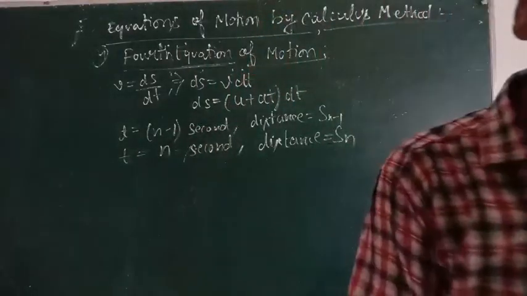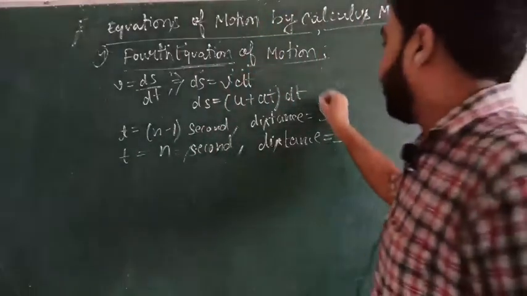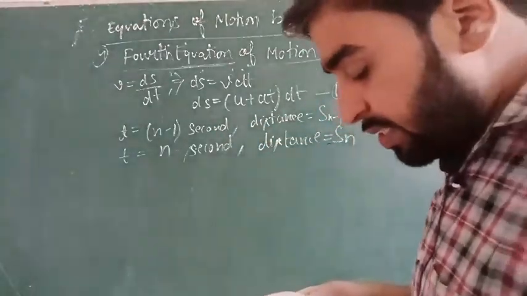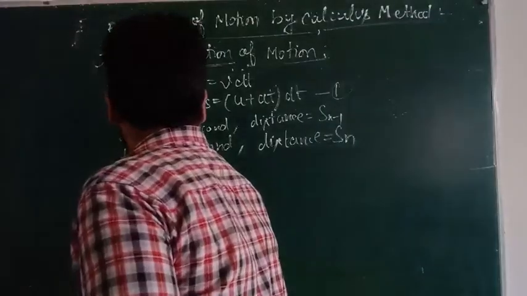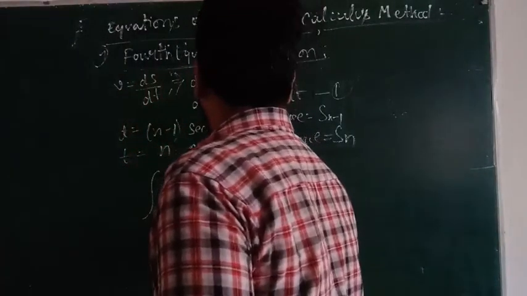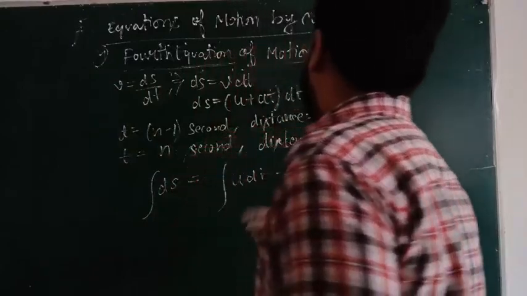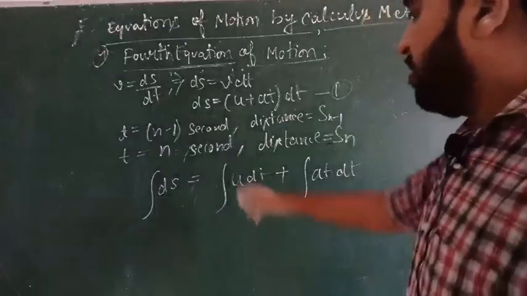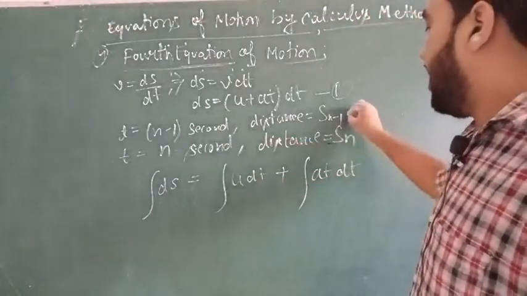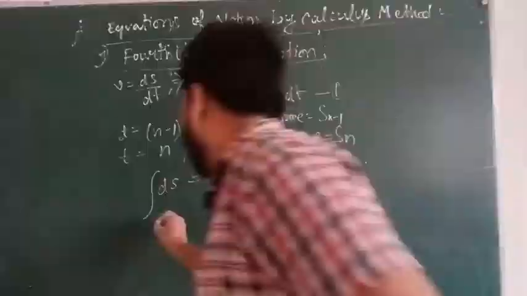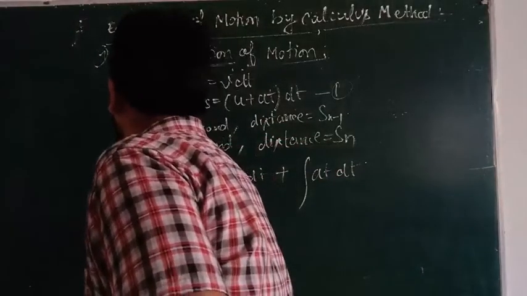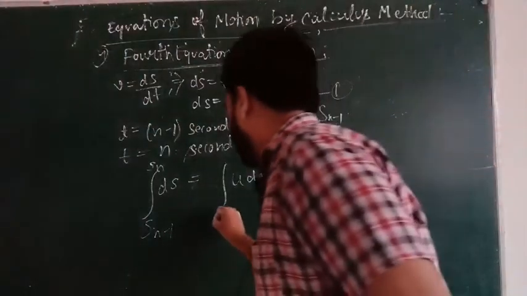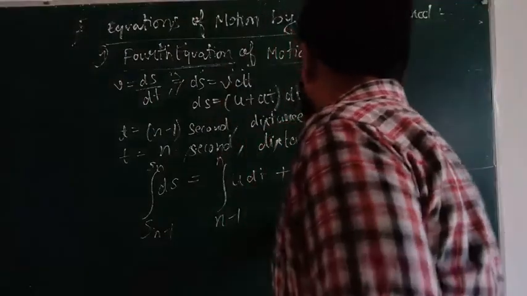Now what should we do? We should do integration of this equation with respect to s here and with respect to time here. So integration of ds is equal to integration of u dt plus integration of at dt. What should be the limit here for ds? For ds the limit should be S(n minus 1) to Sn. What should be the limit for time? Time should be n minus 1 to n.